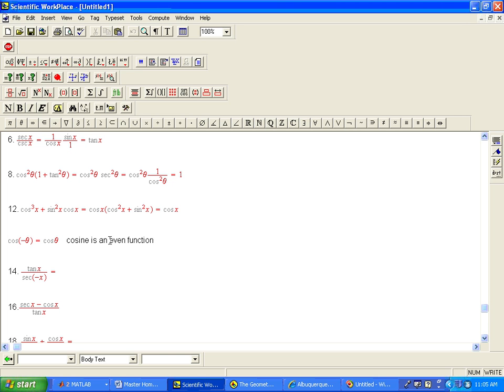So the terminology is pretty important, but the more important thing is knowing that this is a true fact about cosine and knowing that it comes from the geometry. Well, if that's true of cosine, then the same thing is going to be true of 1 over cosine. So actually, let me display it. It's going to be better. 1 over cosine of minus theta is 1 over cosine of theta, or in other words, secant of minus theta equals secant of theta. Secant is also an even function.